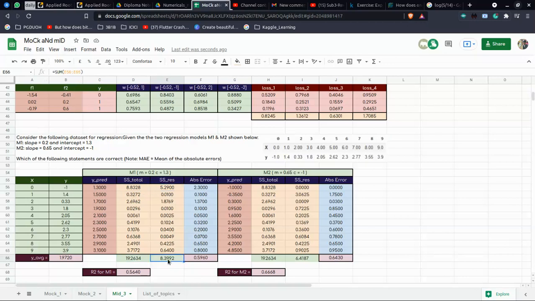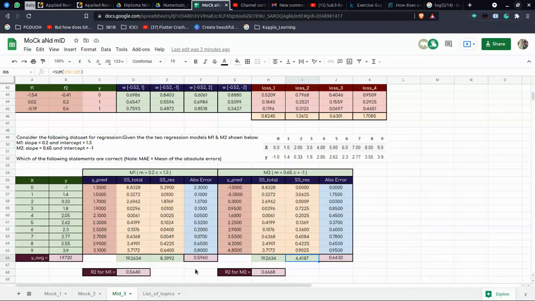So you get the sum SS residual, and then you do this for M2. But for M2, SS total would be similar, because y is not changing, so y bar would be the same. You just need to calculate SS residual. Now this SS residual is smaller than this one, so you don't need to actually calculate R2. From this value you can say the R2 score for model 2 would be better, because it is making less error.